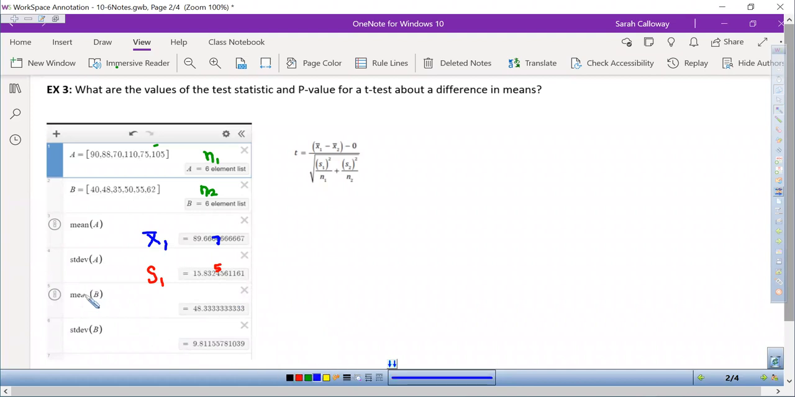For the second set of data, our average is 48.3 repeating. So again, we're just going to cut it off there with 4 3s. So that's our X bar sub 2. And then finally, the standard deviation for the second set of data, so S sub 2. Again, this is a 5 5. So we're going to round that 4th number up to a 6 when we're entering this into the formula and our calculators.